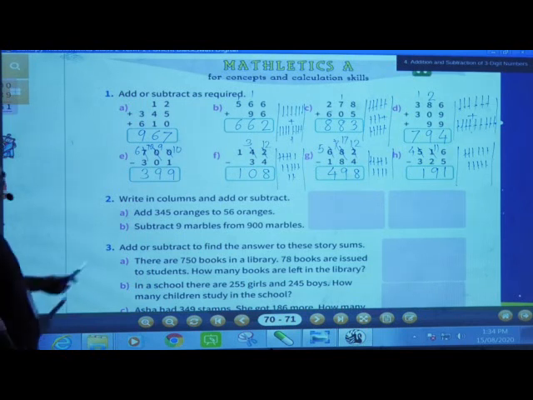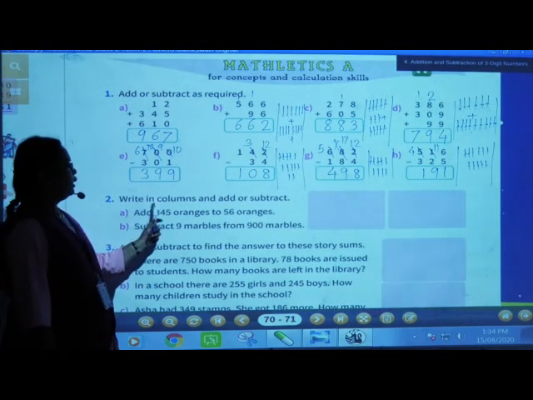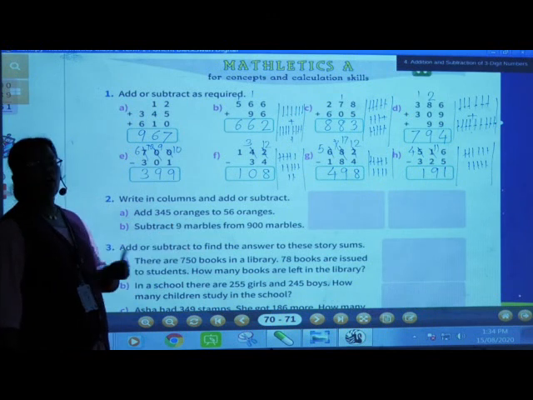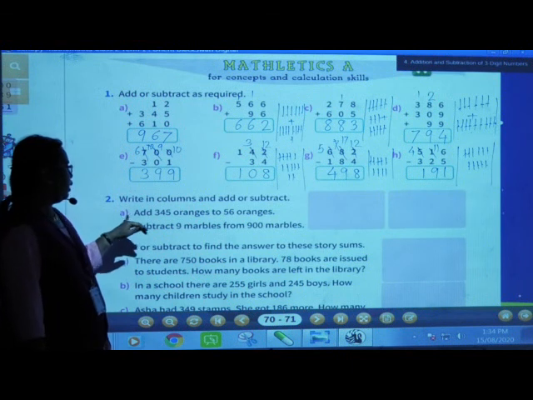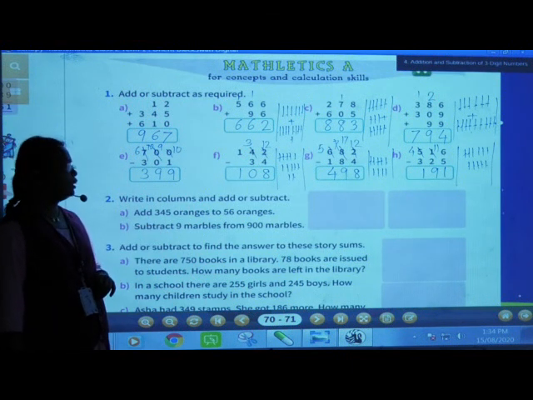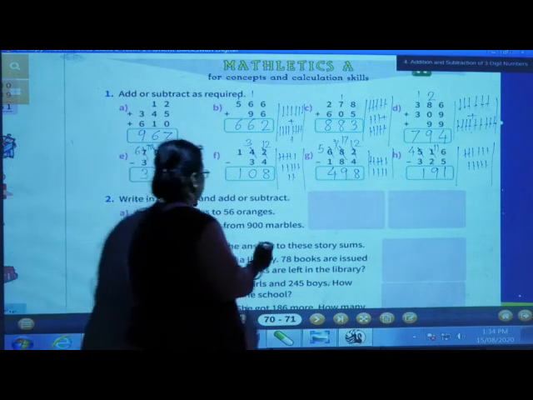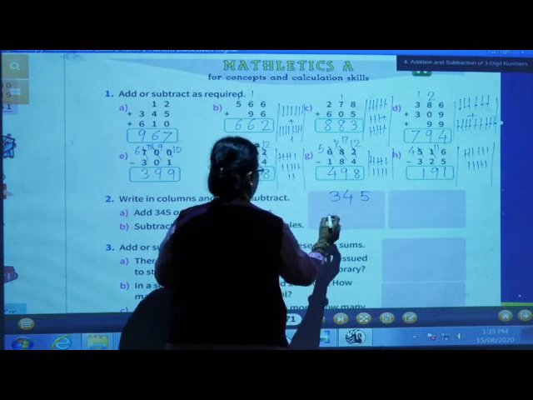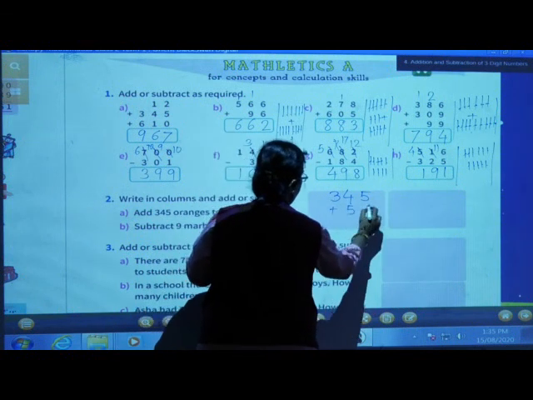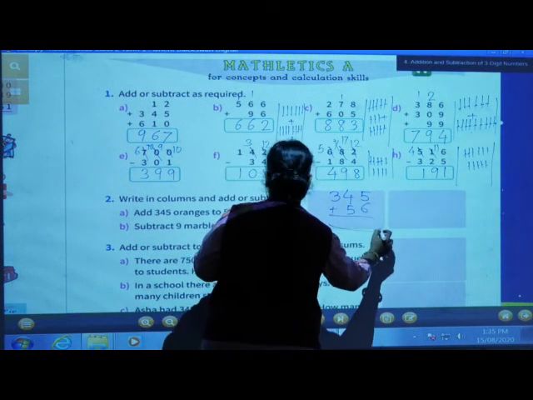Now, add in columns. Write in columns and add or subtract. You want to add or subtract. So add 345 oranges to 56 oranges. So 345 plus 56. In this way you are going to add.